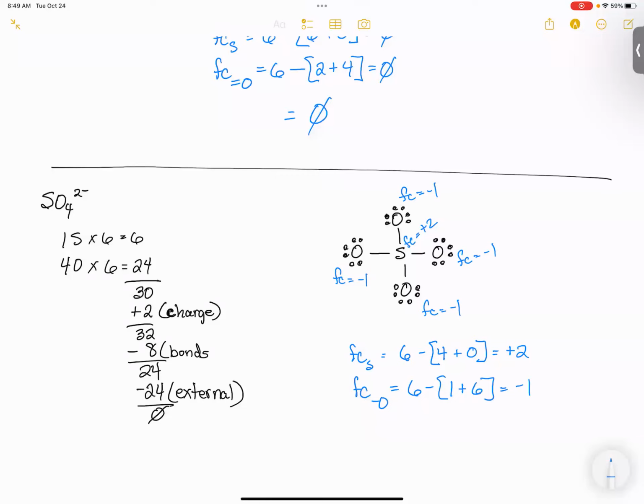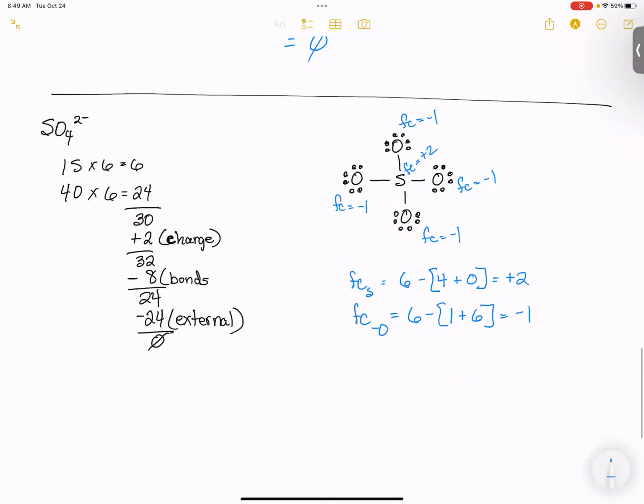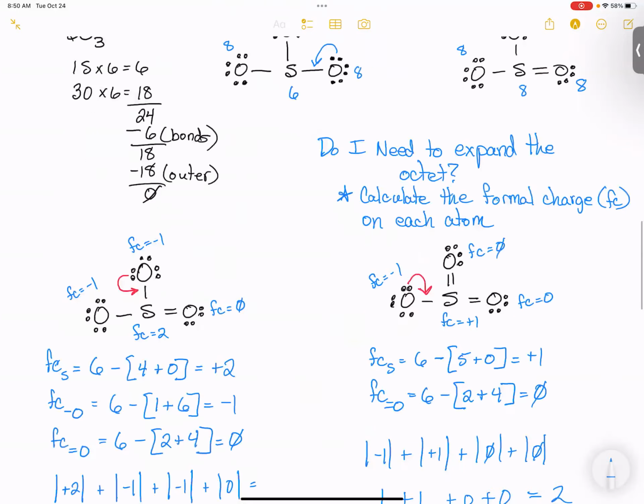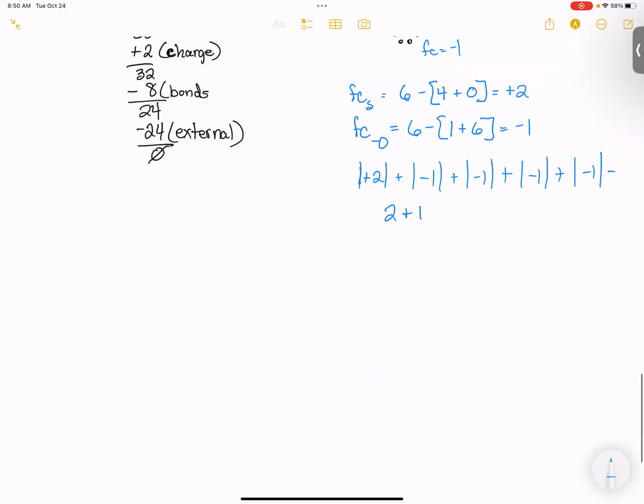Okay, we need to minimize formal charge. Because right now, if I were to calculate the formal charge of this, I would have a +2 absolute value plus a -1 plus a -1 plus a -1 plus a -1, meaning that I have an absolute value of 6. That's a lot of formal charge.